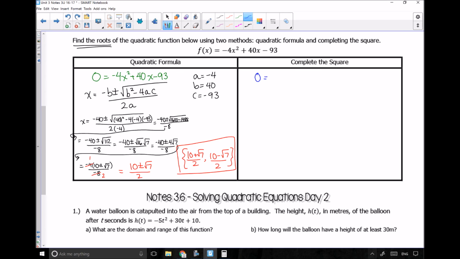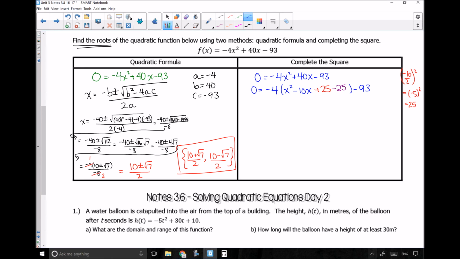I still set it equal to 0. So I say 0 equals -4x squared plus 40x minus 93. And then remember, to complete the square, we're going to factor out a -4. So I get x squared minus 10x. I'm going to leave some space, and I'm going to write the minus 93 on the end. Now, to complete the square, I have to take -10, this value right here, divide it by 2, and then square it. So I end up getting -5 squared, which is positive 25. So I'm going to say plus 25 right here. But to balance that out, I need to subtract 25.